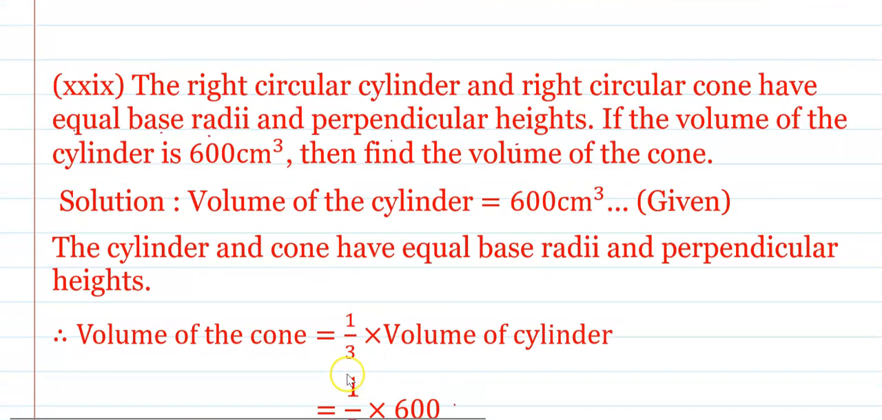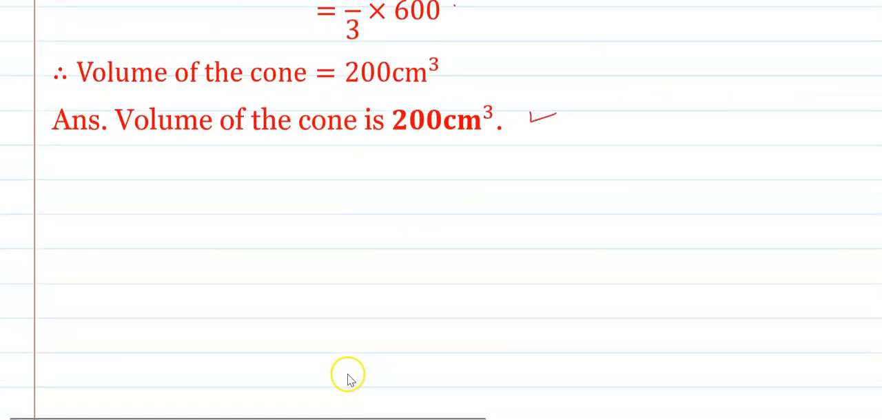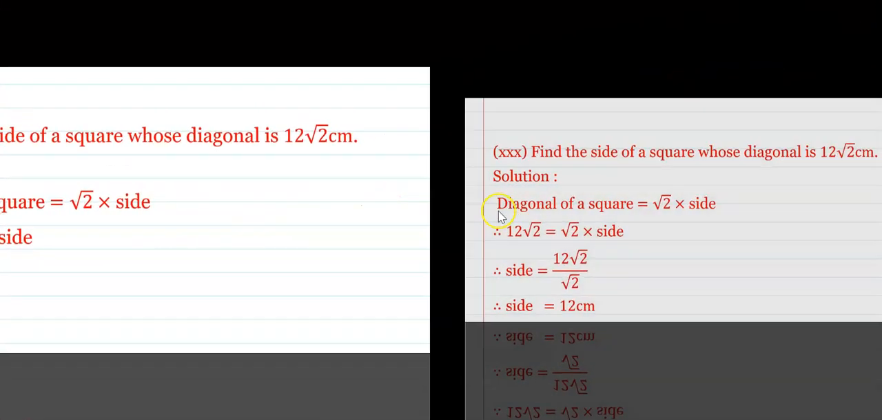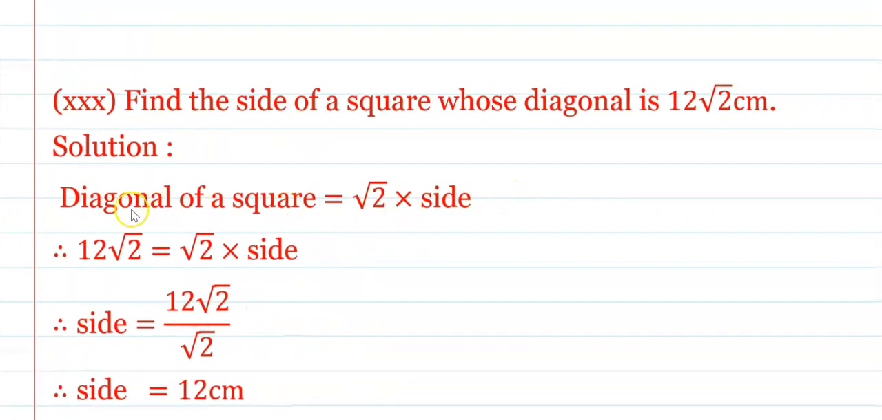Okay, now the next. Find the side of a square whose diagonal is 12 root 2 centimeter. The diagonal is given, we have to find out the side. The important formula: diagonal of a square is equal to root 2 into side. Therefore, what diagonal is given? 12 root 2 is equal to root 2 into side.